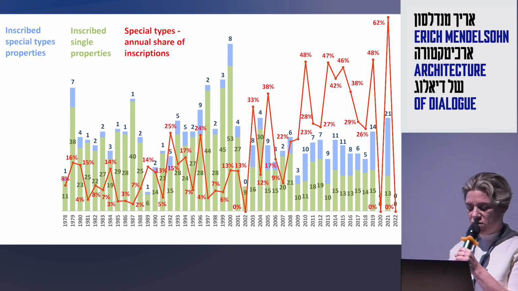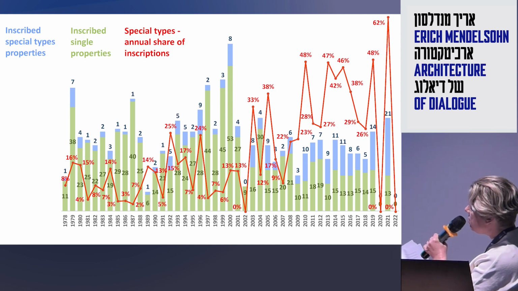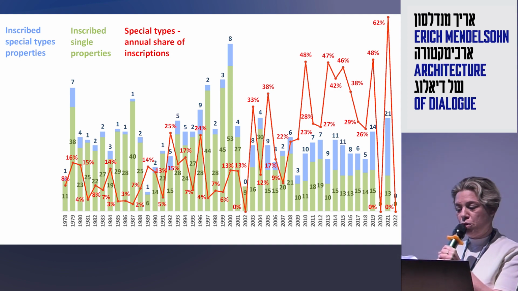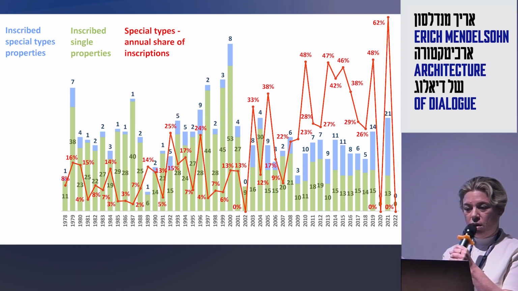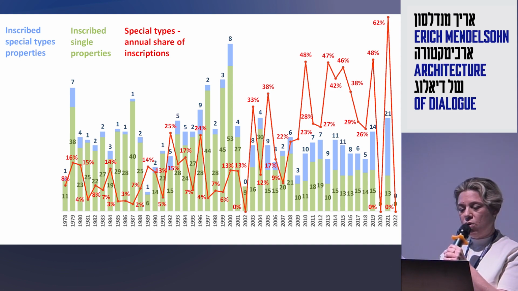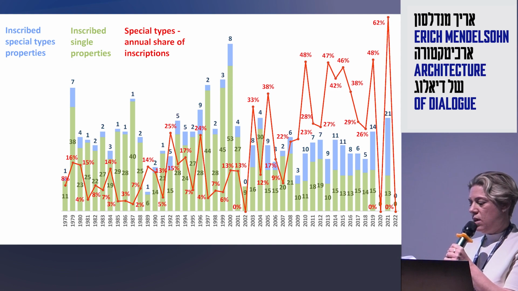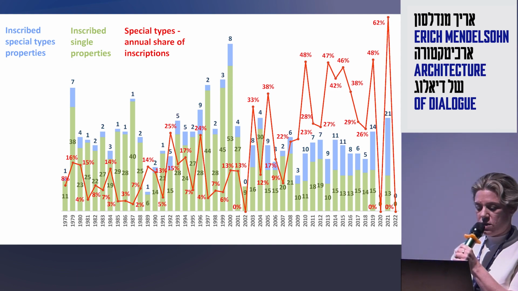From low to medium percentages in the 1980s and 1990s, their annual share in the last decade comprises more than 30 and 40%. In 2021, it reached a record of 62% with 21 nominations out of a total 34. These figures show the growing use of these types in the last 20 years, making them a dominant feature in the composition of the list.